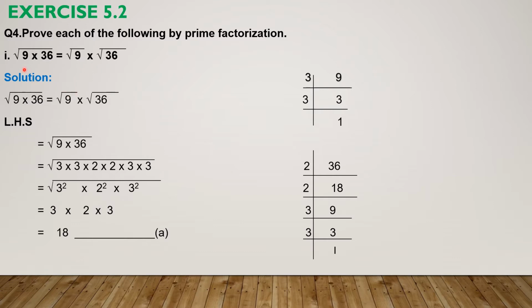Since you know this is the question, you have to prove that this side is equal to this side. So what is the method of proof? How do we start the solution? First we rewrite our question and then take the left hand side. What is your left hand side? Square root of 9 multiplied by 36.